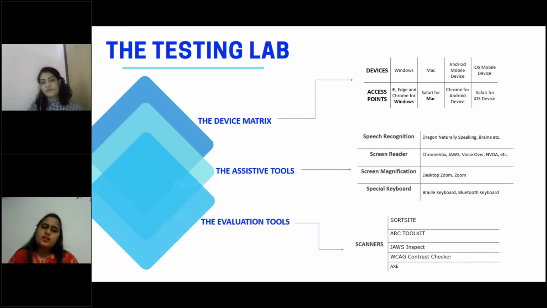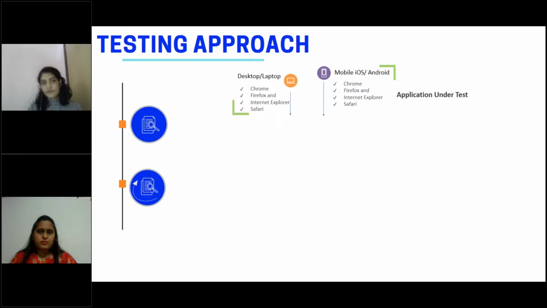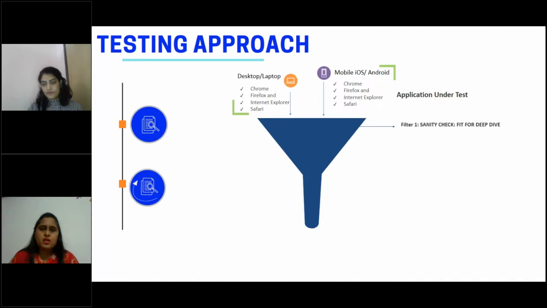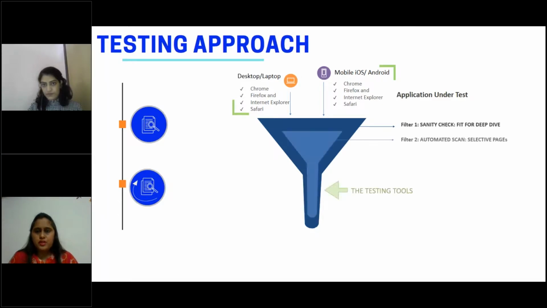Now let's look into the execution phase. Before starting with the testing on different platforms or different devices, we need to perform a sanity check of the application. That would help in finalizing accessibility fit. There's no point of doing accessibility testing if the application is unstable. And then after the sanity check, automated scans are performed on the web pages using automated tools, like SortSite and JAWS Inspect, as we just discussed.